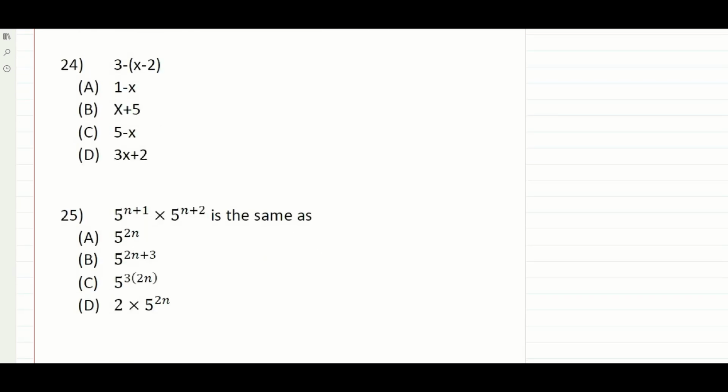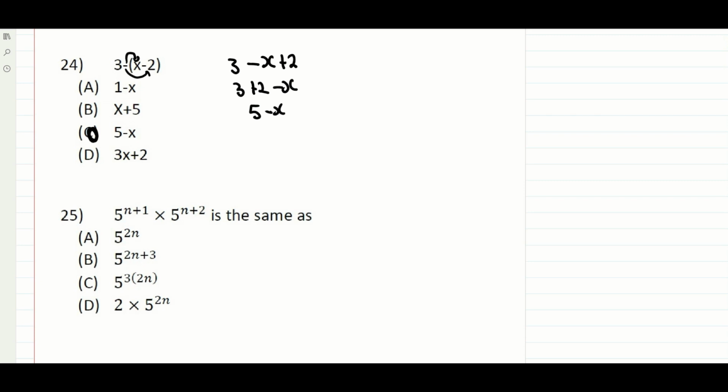They told you for number 24 to just solve. This would be 3 minus x plus 2. Remember, we're multiplying negative by each term, so negative by a positive x is minus x, and negative by negative 2 is a positive 2. So now group like terms: you're going to have 3 plus 2 minus x, which equals 5 minus x. So the answer for this is C.